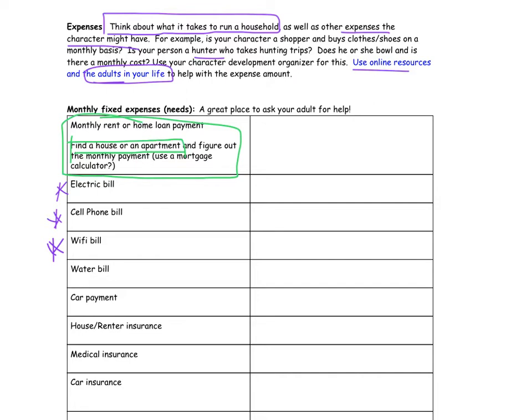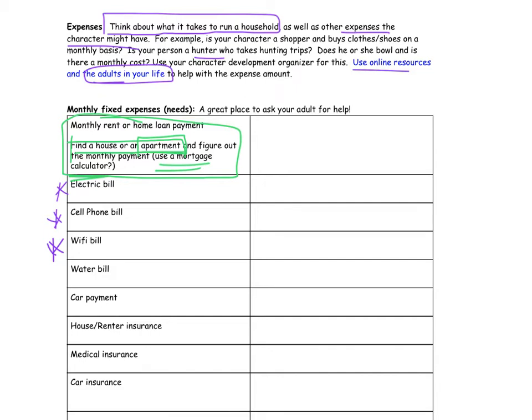Look up different houses, different apartments. Go to some of those sites like Shorewood, or some of the different sites where you can look up homes in the area that you said you were going to live in. So if you wanted to live in California, use that. Look up apartments and homes that are for sale in that area and look up the cost that they're asking. If you're having an apartment, that should be given in there. But if you're buying your house, use a mortgage calculator to figure out your monthly payment.